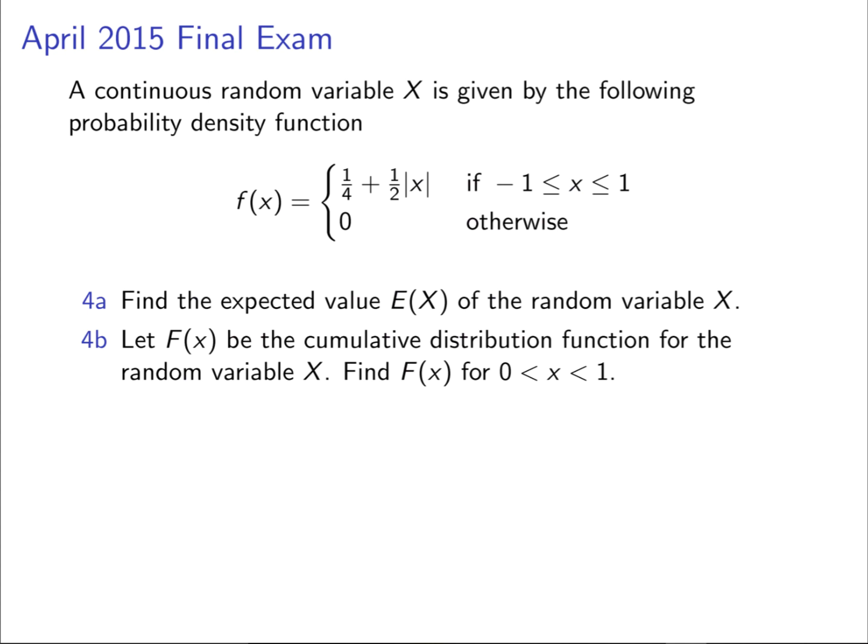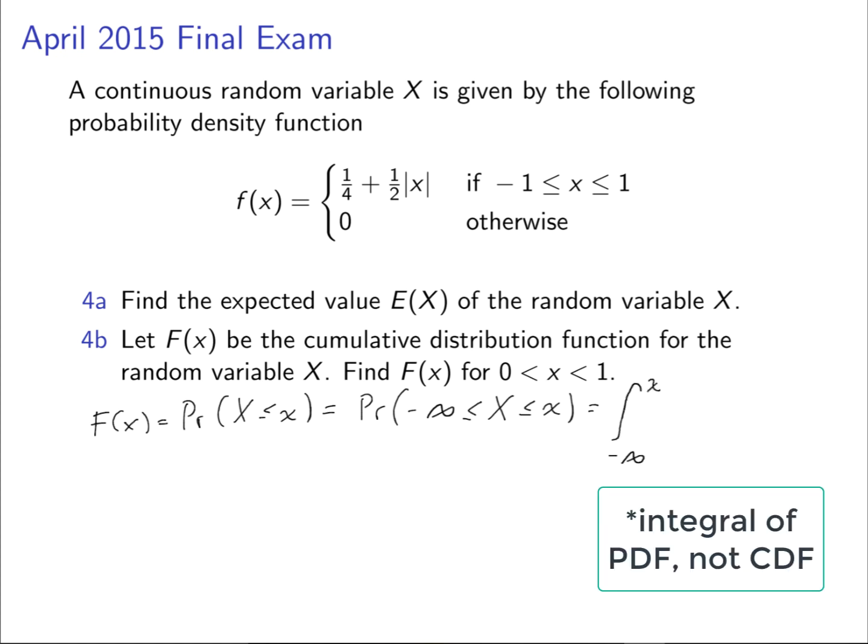After we find the expected value of this continuous random variable, we're expected to find its cumulative distribution function. The cumulative distribution function, that's the probability that our variable is less than or equal to x, which is the same as the probability that our variable is between negative infinity and x, which is the area under the curve from negative infinity to x of our probability density function.